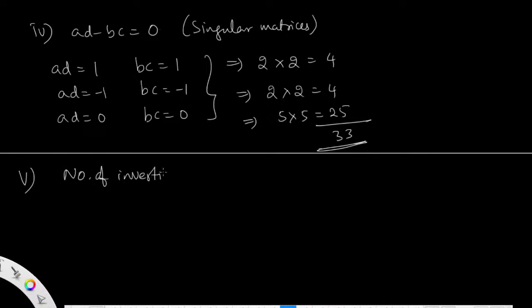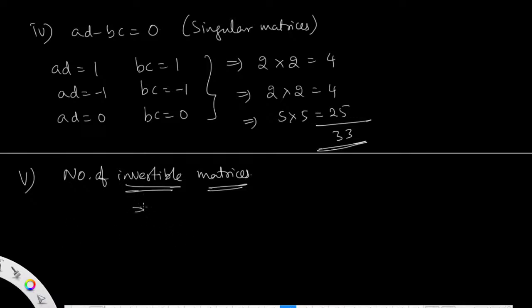The number of invertible matrices means that the determinant should not be 0. Either it can be negative or positive. Okay, invertible means the determinant can be negative or positive, but it should not be equal to 0.